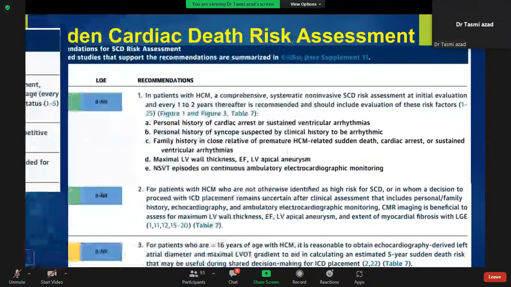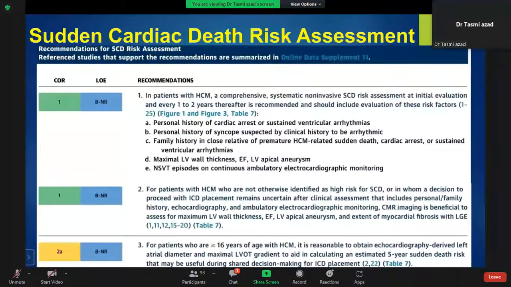This is an important slide: sudden cardiac death risk assessment. This is extremely important in dealing with patients with hypertrophic cardiomyopathy. They give some points for assessing a patient for sudden cardiac death: 3 from history, 1 from ECG, and 1 from echo. In the first point, they give a class 1 indication: at initial evaluation, and every 1 to 2 years thereafter. That is the 3 from history.